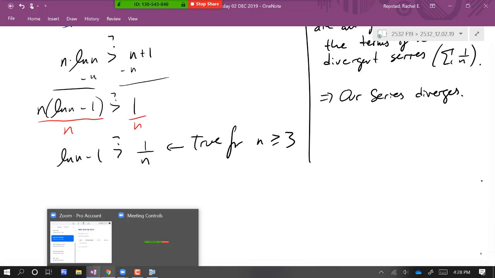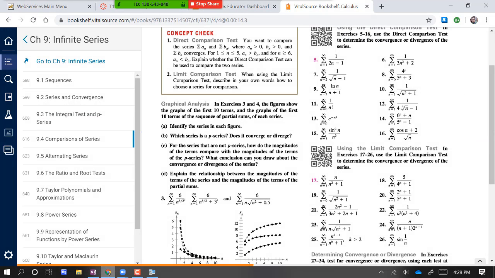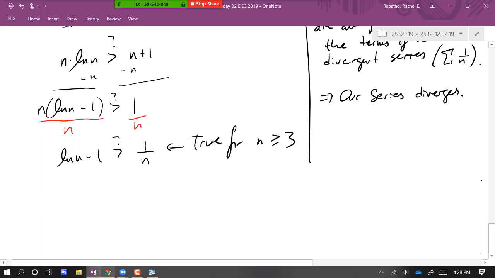And then you said 11, yeah. 1 over n factorial. Right. Direct comparison test. Oh, okay. Yeah, I think this one's going to be easier.